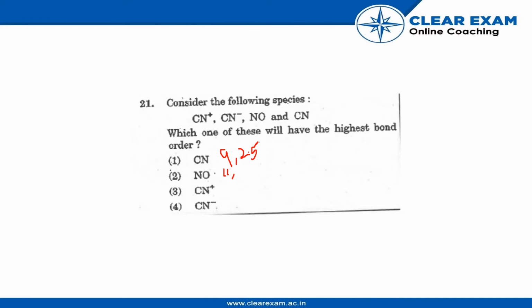And in NO, the valence electrons would be 5 plus 6, 11. Configuration would be sigma 2s2, sigma star 2s2, sigma 2p2, pi 2p4, and pi star 2p1. So bond order would be half of 6 minus 1, that is 2.5.